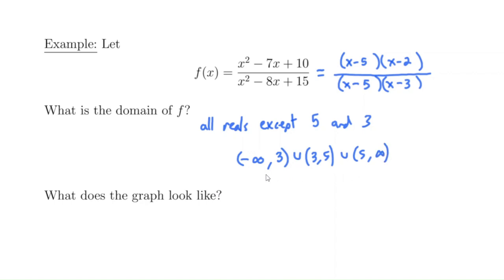Okay, so notice this is really the whole real line with the exception of 3. Notice we're not including 3 because these are open right here, and we're not including 5. All real numbers except 3 and 5.